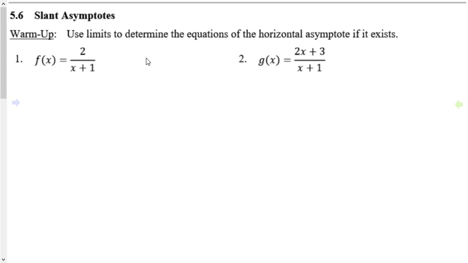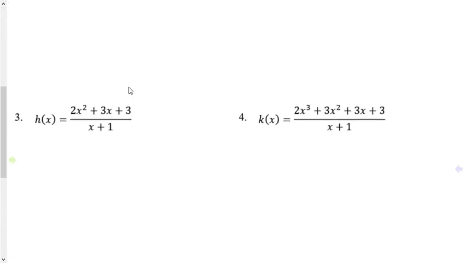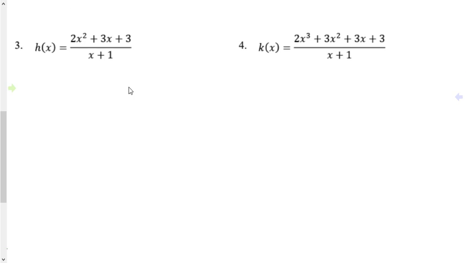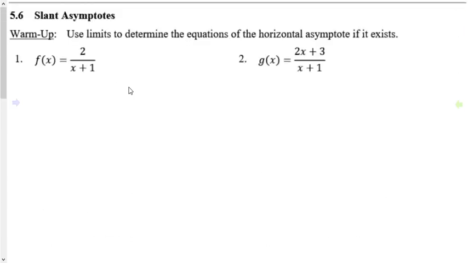So here on this first page of our notes for section 5.6, I've asked you to use limits to determine the equation of horizontal asymptotes if there are any. So we have 4 questions here. The next page is also warm up, but I'd like you to do these 4, then restart the video, and then go on to the next 4 after we review these. So you can pause the video at this point, restart once you've finished these 4 questions.